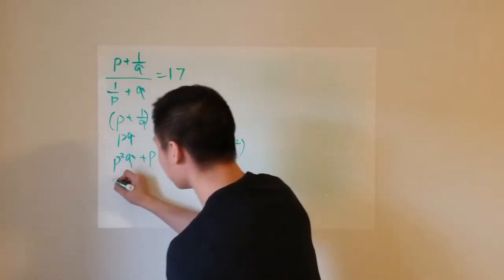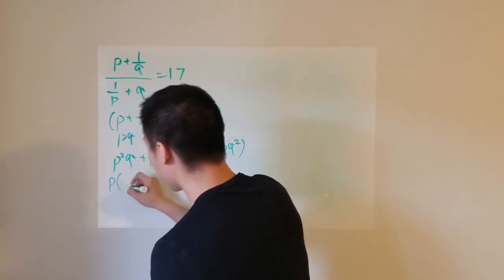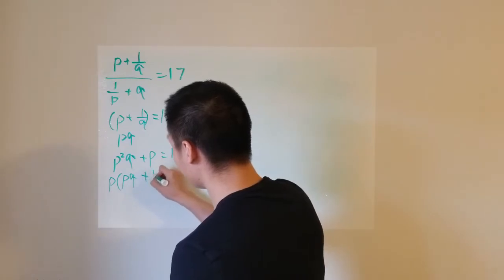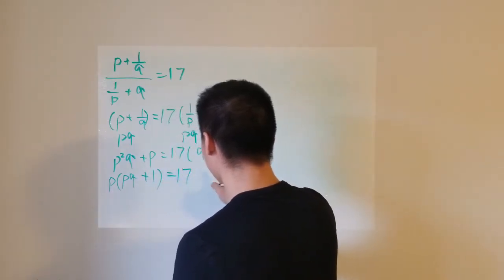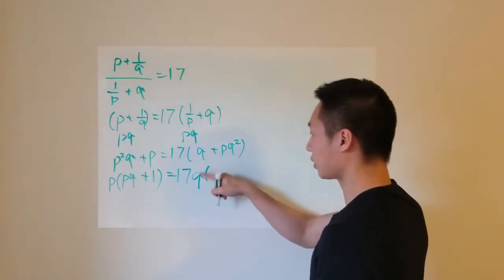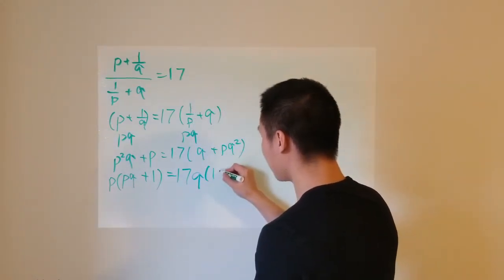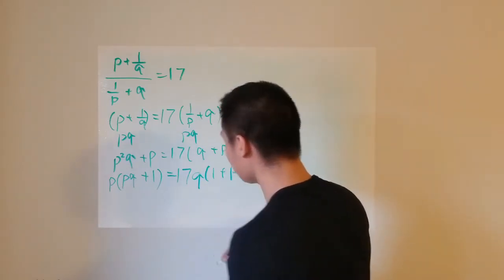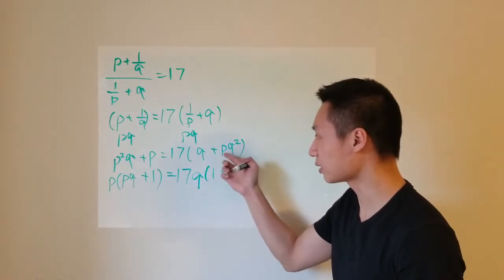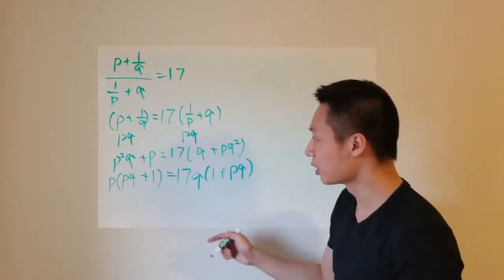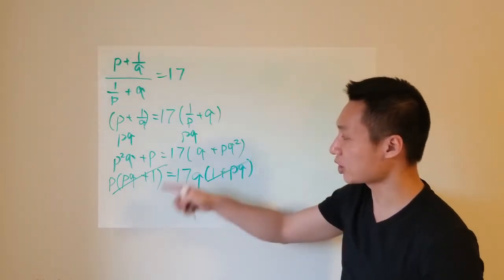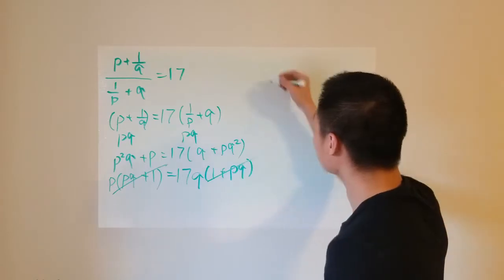Factor out the p from here. You have p times pq plus 1 left. Plus 17 times, you can factor out the q here. q times q over q is 1. p q squared over q is pq. Okay, so we see that we do have the same factor left if we take out the common factor on each of the two sides. So this factor and this factor can cancel out. So we have simplified this expression down to p is equal to 17q.